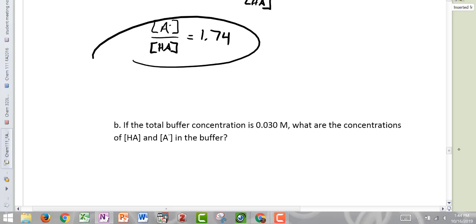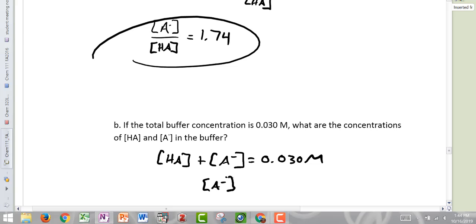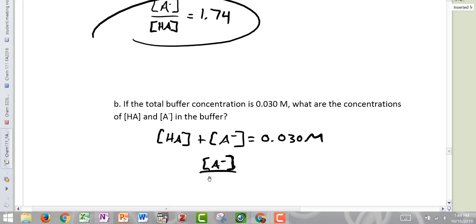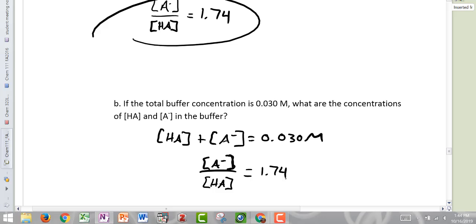Total buffer concentration is 0.03. What are the concentrations of each one? Total buffer concentration means the sum of those two chemicals is that number. I got a sum, and I got a ratio. Two equations, two variables.